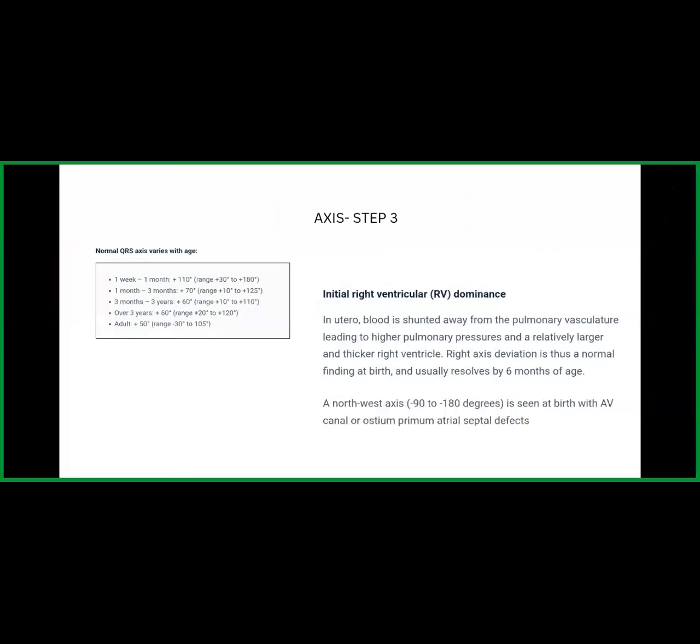Step 3 is to define the axis, and the normal QRS axis also varies with age. It ranges from 110, and in adults it is the range. When I say 110, the range is from 30 to 180. So when you are defining whether this axis is normal or not, always remember that in a young child, from newborn to infancy to adolescent, there is a drift in what is normal for axis. So always remember that there is a chart you have to go back and check.